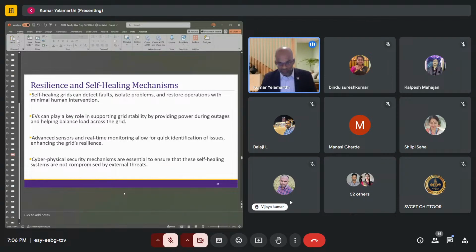Now, we have to think about self-healing mechanisms, as I was talking about earlier. You can no longer say human intervention is necessary. You have to think about how the system can detect faults, isolate problems, and restore operations very quickly without causing a major disruption.